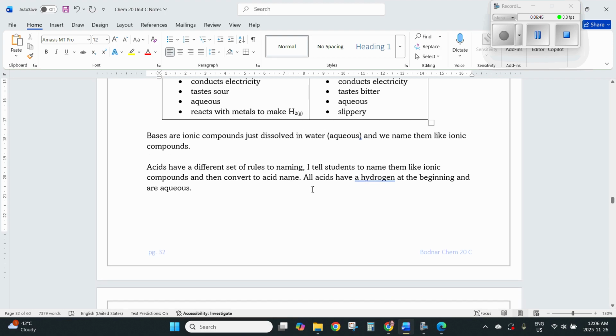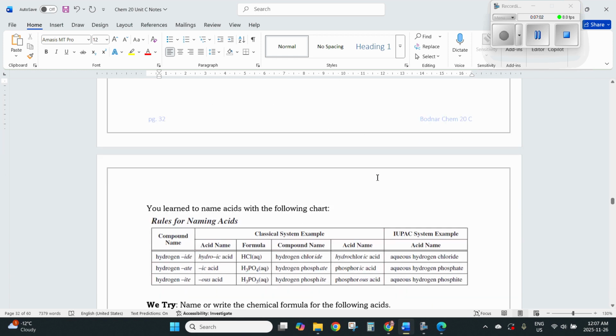You should have learned these in grade 10. I tell students to name them like ionic compounds and then convert it to the acid name. It is just so much easier. All acids are going to have a hydrogen at the beginning, and they are all aqueous, which means it should be AQ at the end.